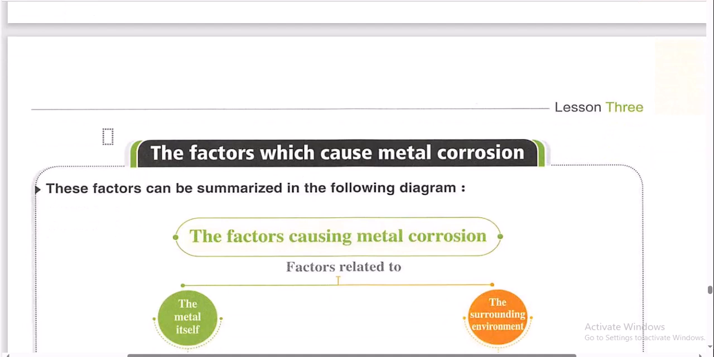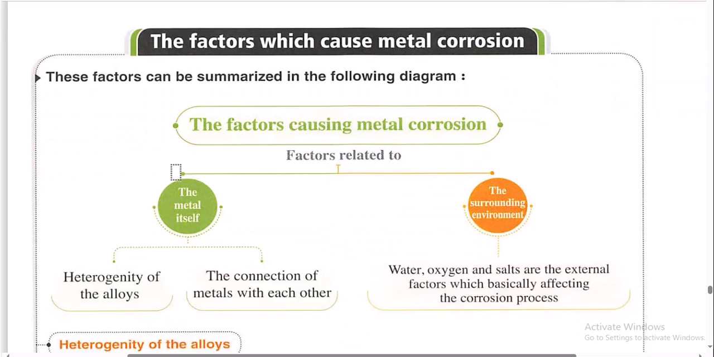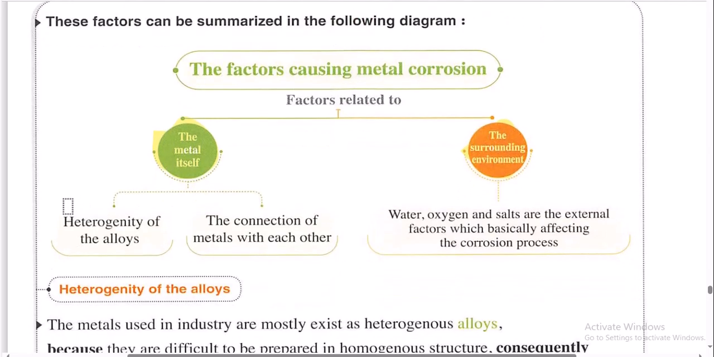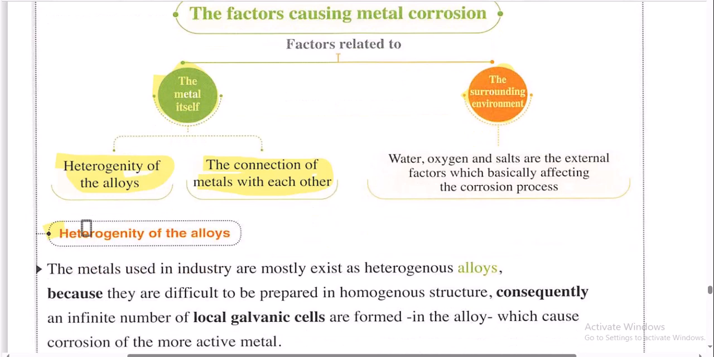So, factors which cause metal corrosion. There are 2 factors causing metal corrosion: factors related to the metal itself, or factors related to the surrounding environment. The factors related to the metal itself are the heterogeneity of alloys and the connection of metals with each other. The heterogeneity of alloys, because the metal which is produced industrially is not pure. It is impossible to prepare 100% pure metal.